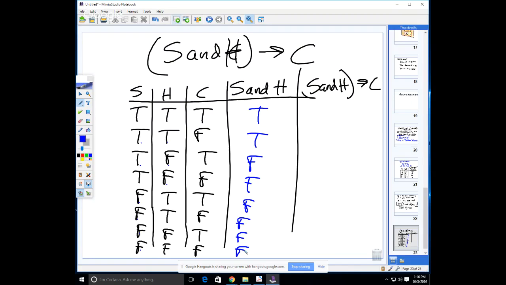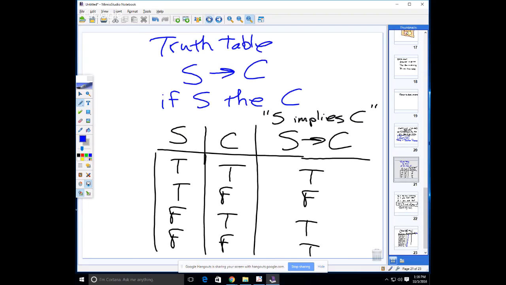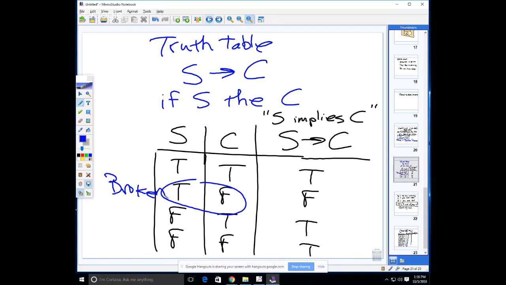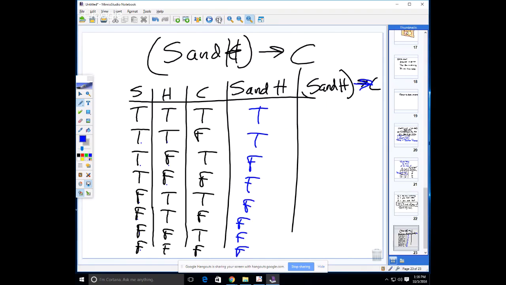Okay. Now the implication is only false if the promise is broken, right? So that's my next column, the implication. If we look back at our implication, it's pretty straightforward. This is the only time the promise is broken. Otherwise, the implication gets to be true. So let's see if we can figure that out for this more complicated table. All I have to do is look at the blue stuff now to start with. That's true. C is true. So the whole thing gets to be true.